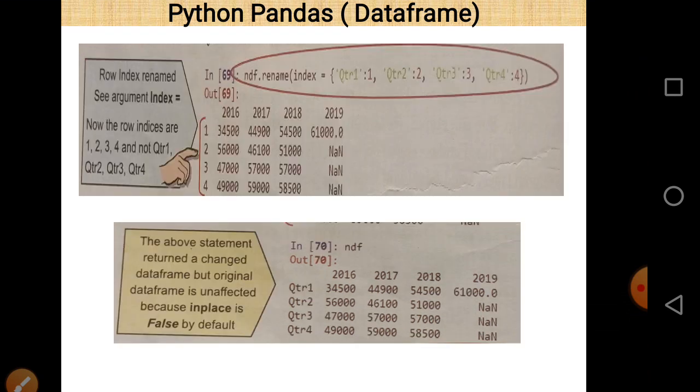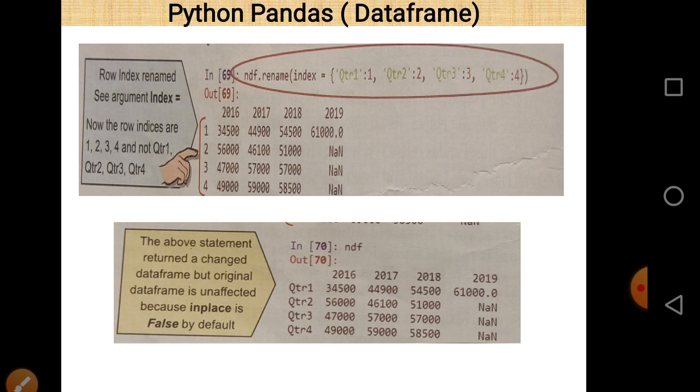Now if you write NDF dot rename, with index QTR1 colon 1, QTR2 colon 2, QTR3 colon 3, QTR4 colon 4, then what happens? It replaces QTR1 with 1. Similarly 2 for QTR2, 3 for QTR3, and 4 is used in place of QTR4. And the new data frame looks like this.